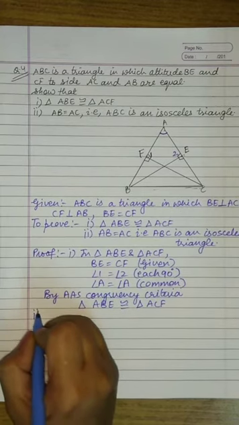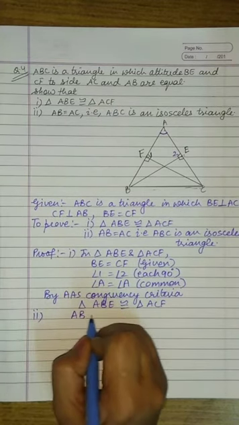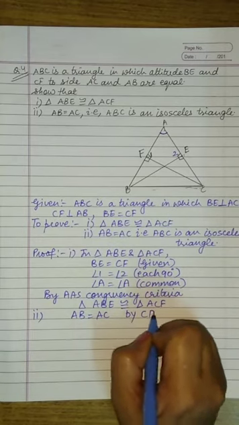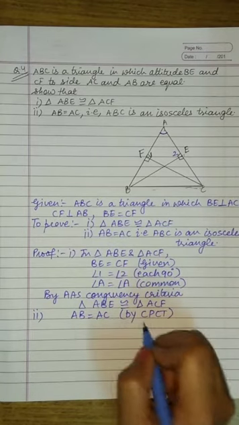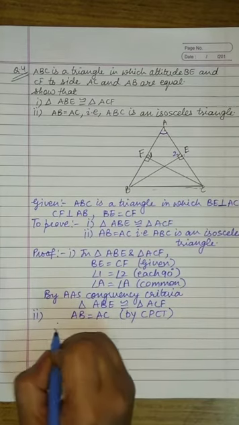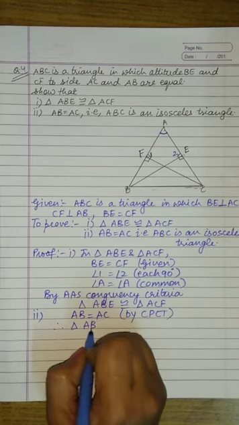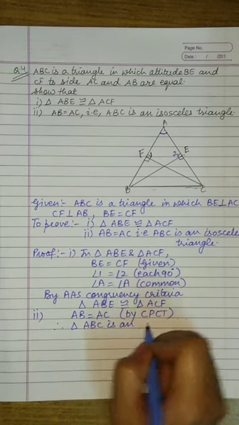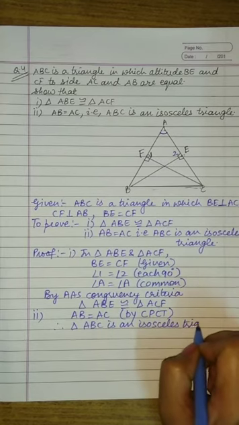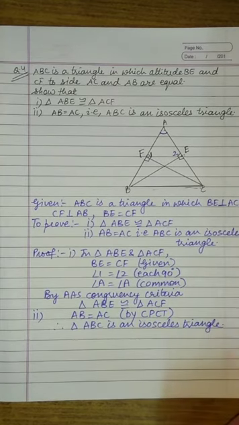Now in the second part we will write AB is equal to AC. Why is AB equal to AC? By CPCT, corresponding parts of congruent triangles. So if AB is equal to AC, therefore triangle ABC is an isosceles triangle. So we have proved both the parts. Now our questions number 3 and 4 are completed. We will start the next question in the next video.